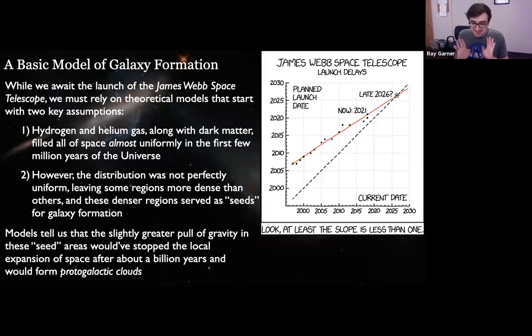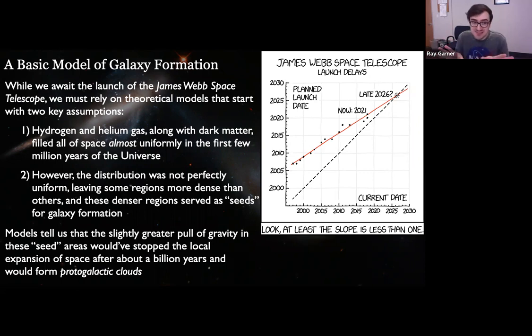It's looking like it's going to be launching on Halloween this year. However, this comes with a caveat. We have said that many times before. So we're hoping, as XKCD points out, at least the slope is less than 1. If anything, it's gonna have to launch by 2026 according to this trend line.